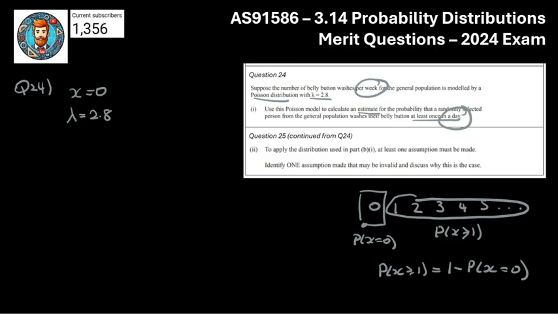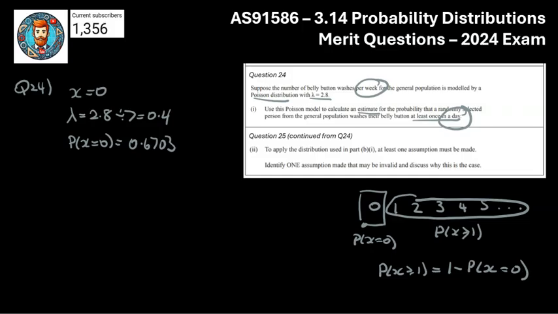So we need to shift from a weekly number to a daily number. To do that, I'm going to divide by 7, which gets me to 0.4. And that's my true calculator input. When I put that into my calculator, I figured out that the probability that x was equal to 0 was 0.6703.